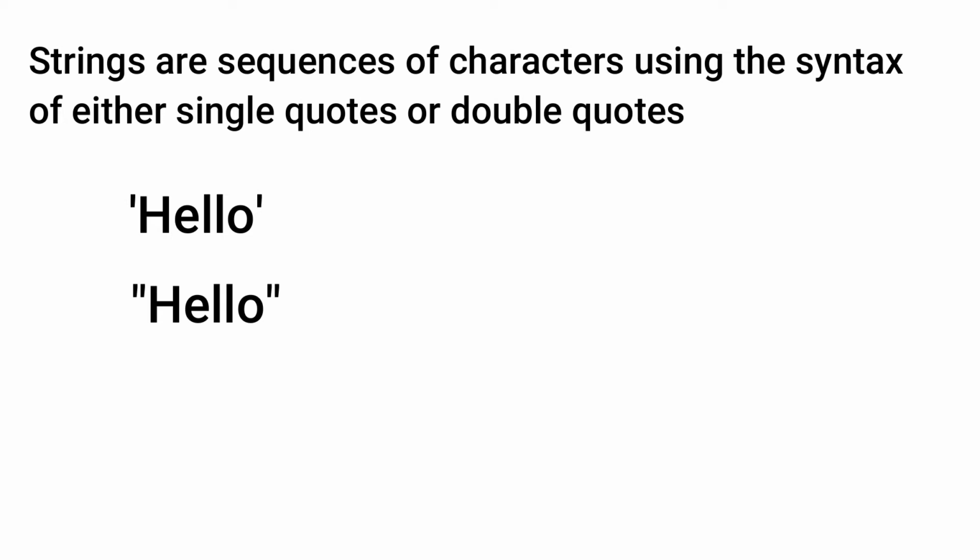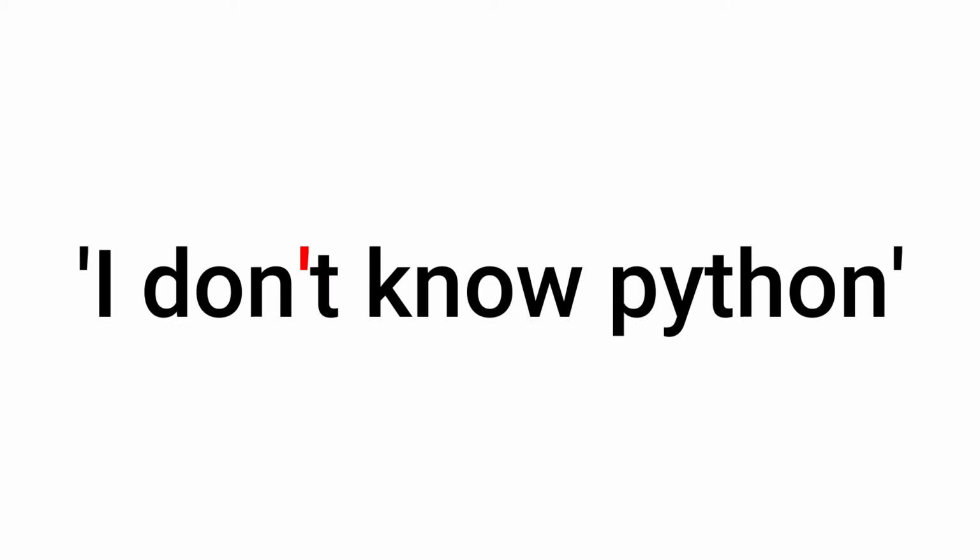It means that if you have a single quote in your string that you want to keep and not end your actual string, you can wrap it in the other type of quote, such as double quotes, or vice versa. So here we have a string that is I don't know Python that has a single quote, but I don't want that single quote to end the string. So I'll wrap the whole string in double quotes and that removes the error.